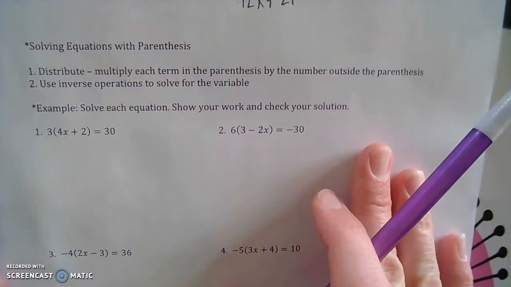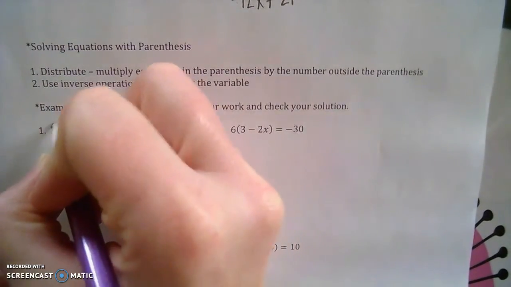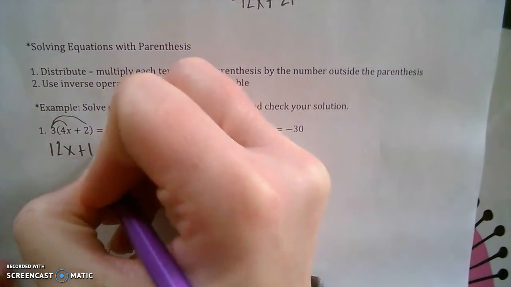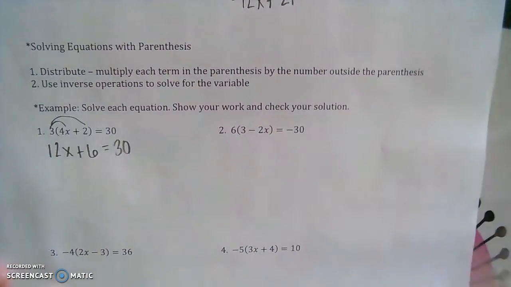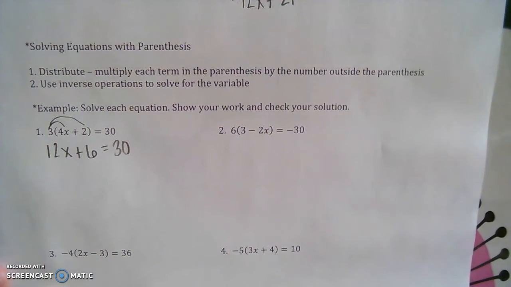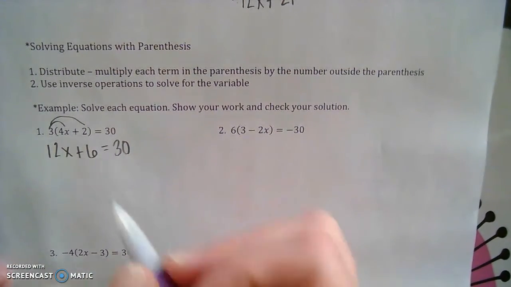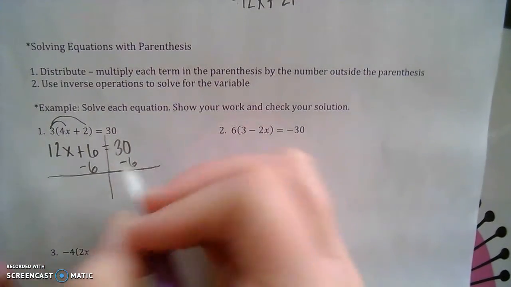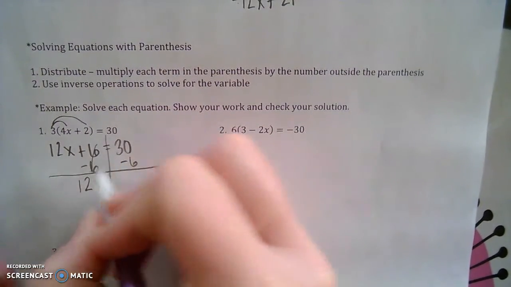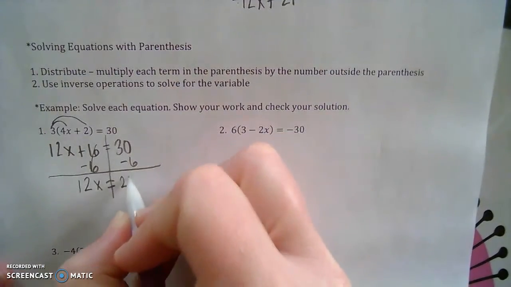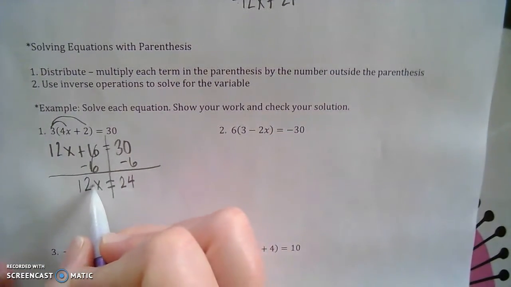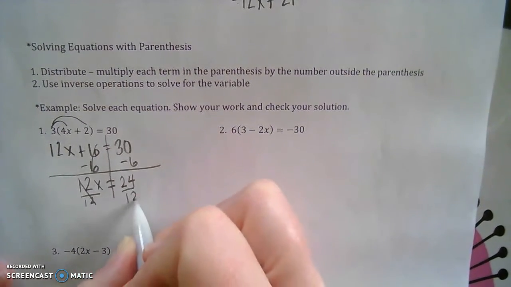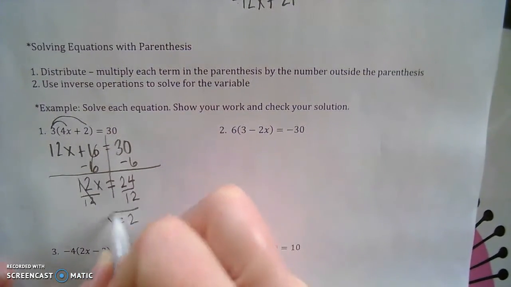So this first one, 3 times 4x plus 2. 3 times 4x is 12x. 3 times 2 is 6. So 12x plus 6 equals 30. Again, after that, it's completely what we did before. So minus 6, minus 6. Those two go away. 12x equals 30 minus 6 is 24. This is multiplication, so I need to divide by 12. Divide by 12. X equals 2.